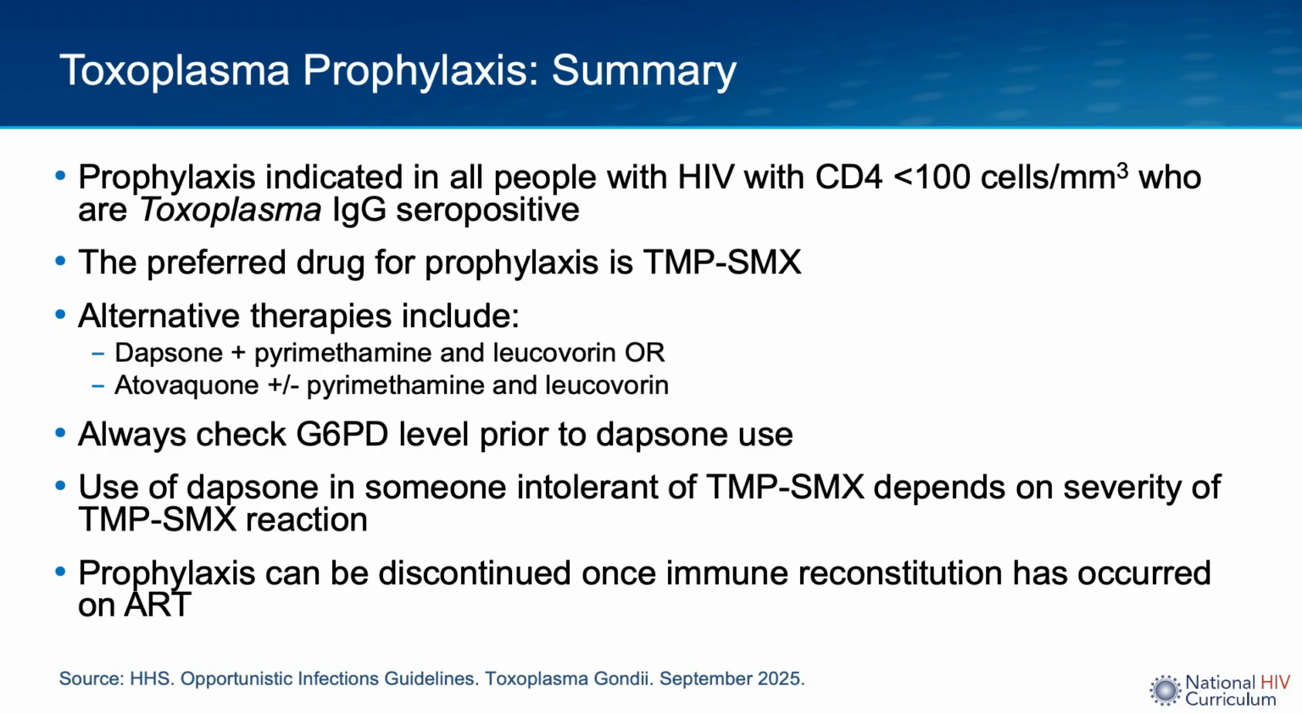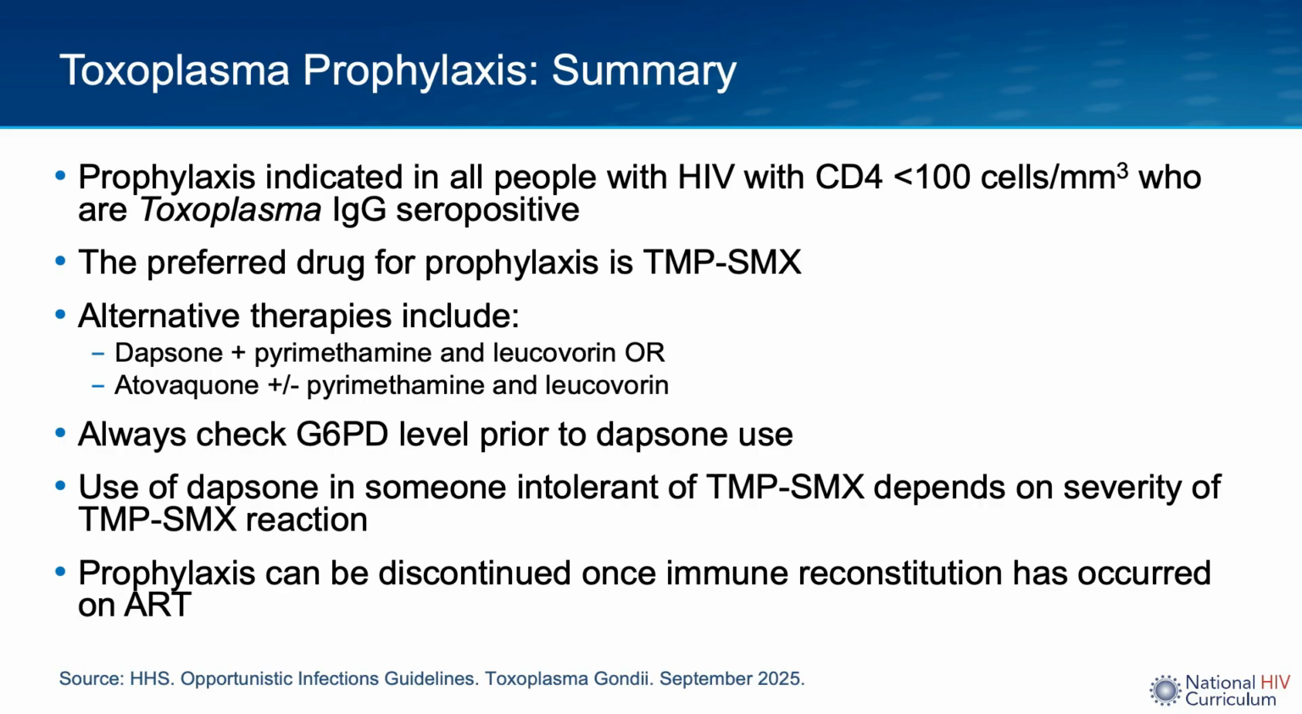In people with HIV who are seropositive for Toxoplasma IgG, i.e., they have a history of prior exposure to toxo, primary prophylaxis is indicated when the CD4 count is less than 100, and that is to prevent toxoplasma reactivation. The preferred drug to be used for toxoprophylaxis is trimethoprim sulfamethoxazole. Alternative regimens include dapsone with pyrimethamine and leucovorin, or atovaquone, which can be administered by itself or in combination with pyrimethamine and leucovorin. Remember to always check a G6PD level prior to using dapsone to avoid risk of hemolytic anemia.